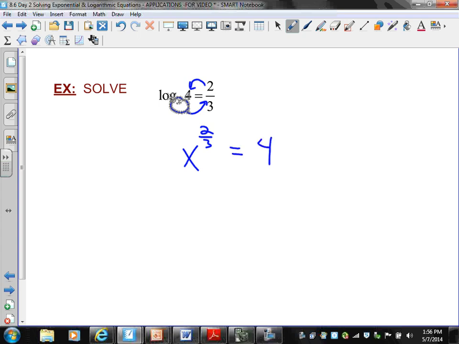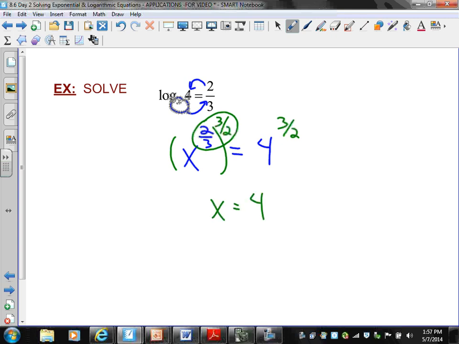So I've taken this log equation and changed it to, well, I can't really call this exponential form anymore because this is no longer an exponential function. This has x in the base. So I need to solve this a different way. So the way that we solved these was we raised both sides to the reciprocal power. Because think about what that raising to the 3/2 does to the 2/3. If I multiply these two values here, 2/3 times 3/2, you get 1. So I need to raise both sides to the 3/2. And I get x equals 4 to the 3/2.